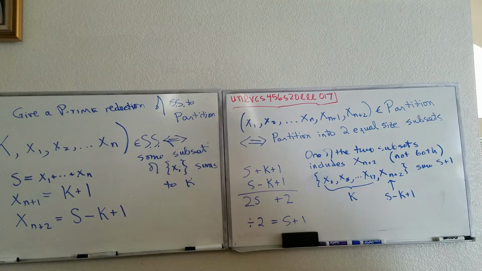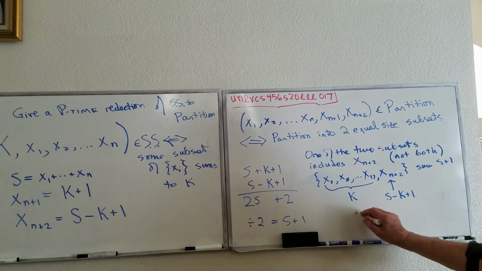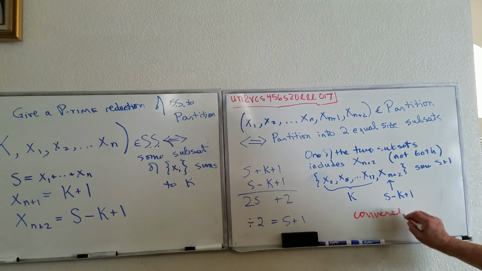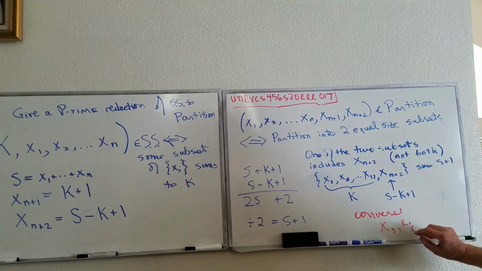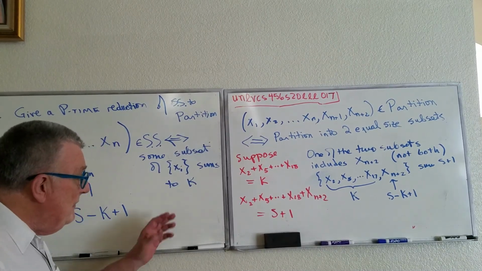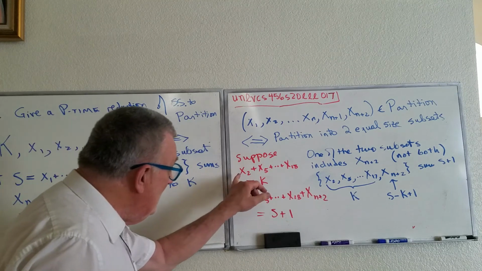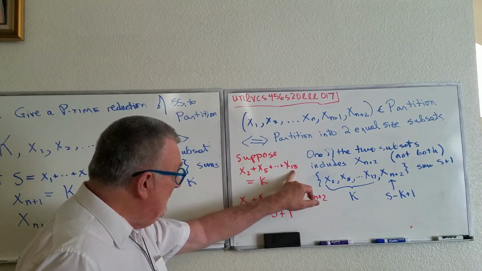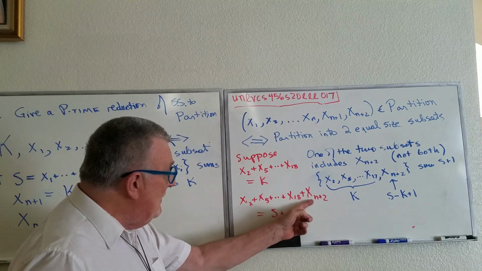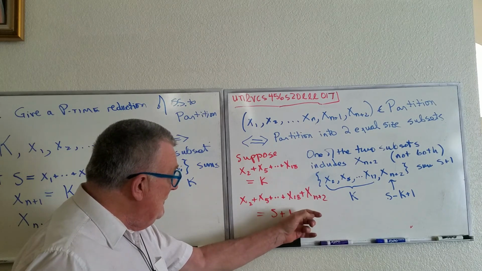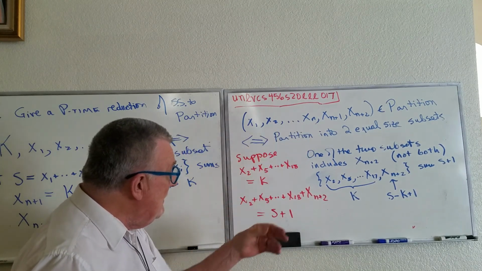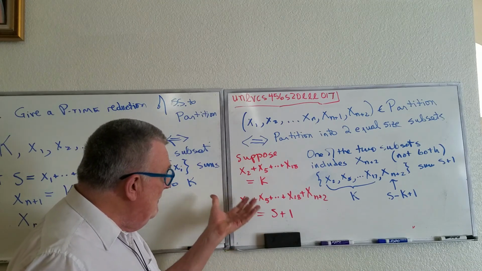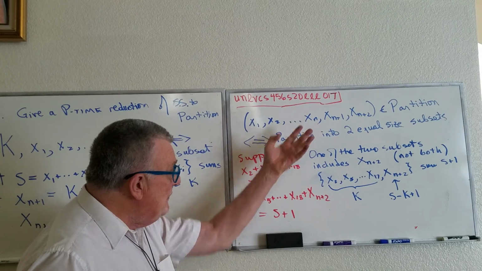Now, I'm not showing the converse in detail, but the converse is that if you have a set, say x3, x5, whatever, that adds up to k. Conversely, suppose that we have a solution here. That means there's some subset of the original x's that adds up to k, and we simply take that subset and throw in x_{n+1}, which means it's k plus s minus k plus 1, or s plus 1, which is exactly half. So therefore, this string is a member of the partition problem.